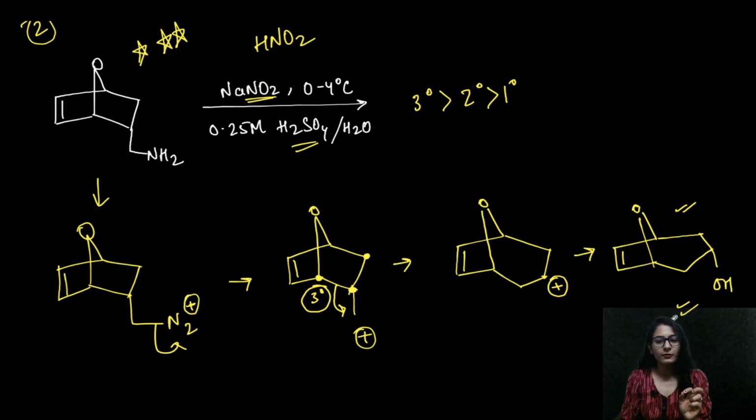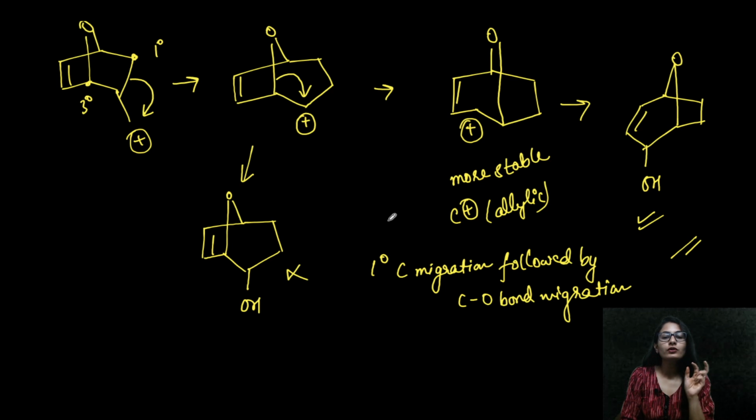This is the major one, and the product is going to be obtained in a nice yield, because the 3-degree carbocation is migrating. The second one also is going to be obtained in a considerable amount, even if the 1-degree carbon is migrating, because after one more carbon-oxygen shift, we are going to get a stable allylic carbocation. So both of them are going to form in a considerable amount.